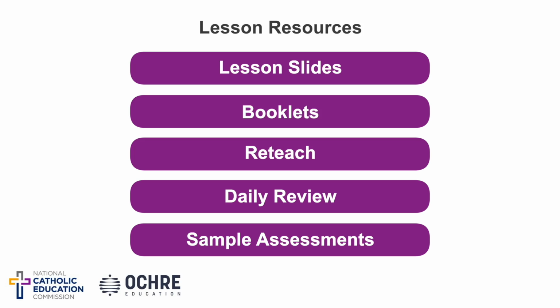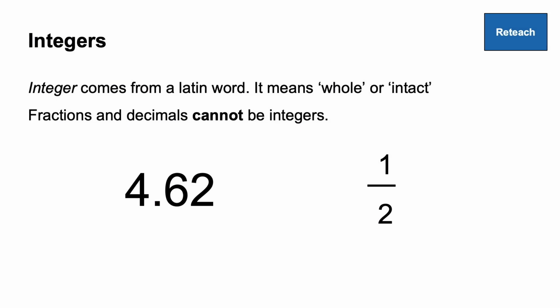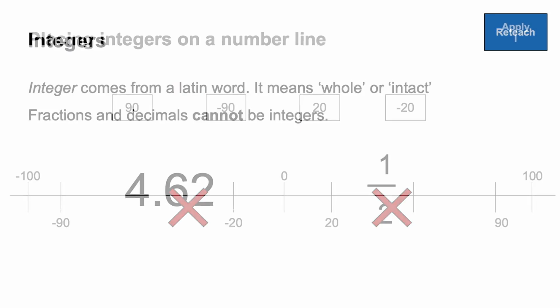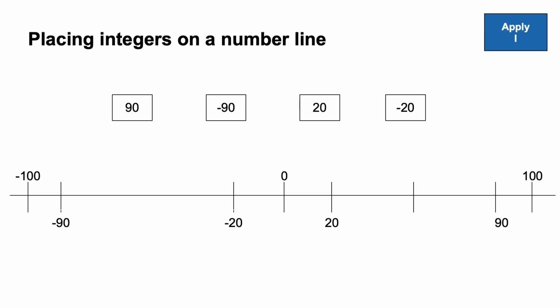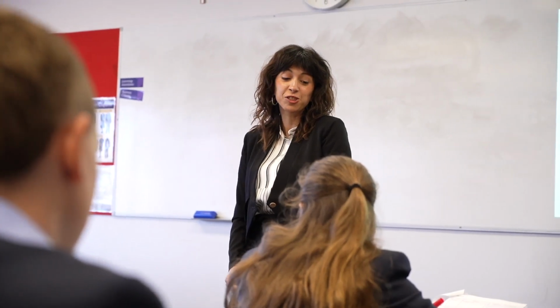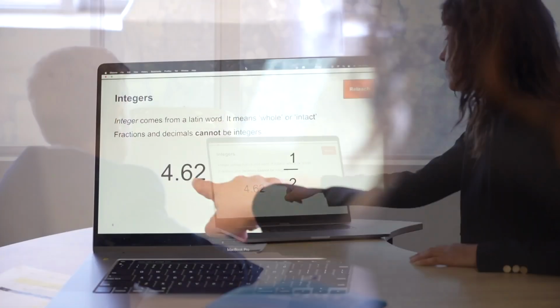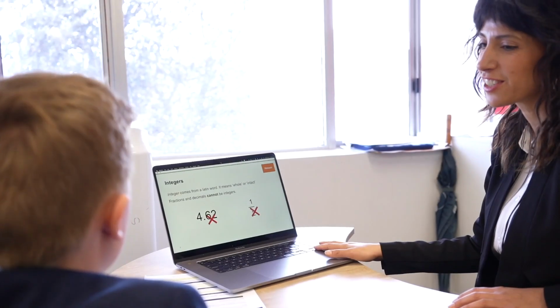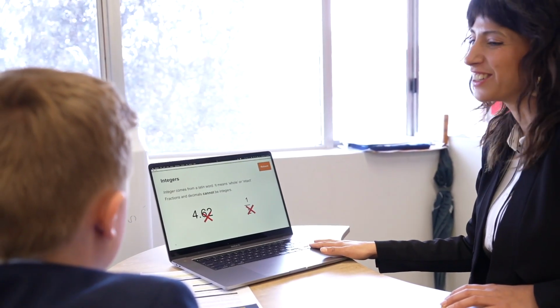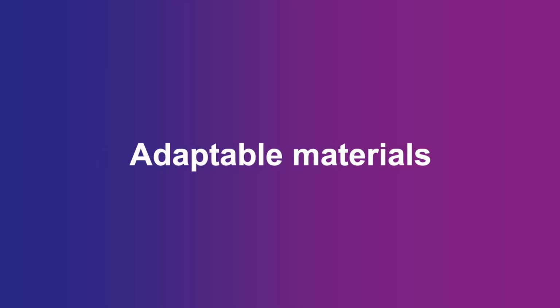The next lesson resource is Reteach. Reteach resources are mini lessons designed to review key concepts from previous lessons. They cover key concepts from the lesson and they can be used for the whole class if further instruction is required, or in small groups of students. Reteach can be used if daily review identifies a concept or a skill that students need further instruction on. All Reteach slides are fully adaptable.